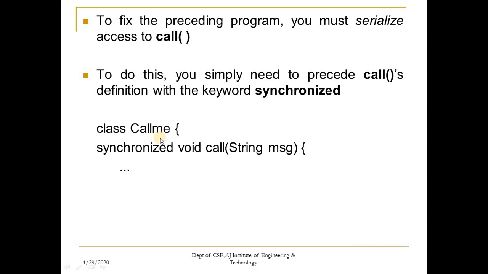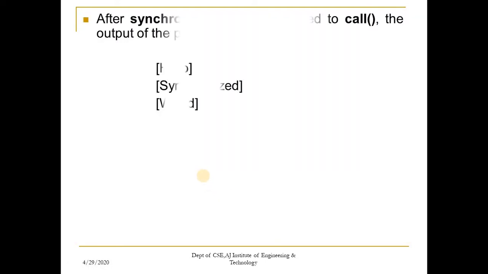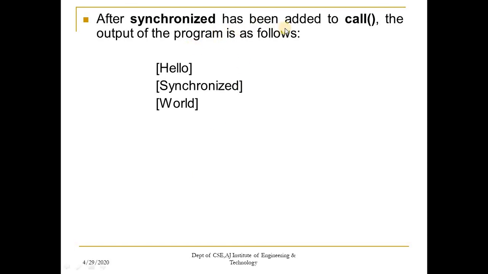Like this. Inside the Callme class you have this call method, no? So before that you need to have the synchronized keyword. This prevents other threads from entering call while one thread is using it. So when one thread is executing the call method, other threads will not be allowed to enter that method, if you use the synchronized keyword. After synchronized has been added to call, the output of the program is as follows. Let us execute that and see.